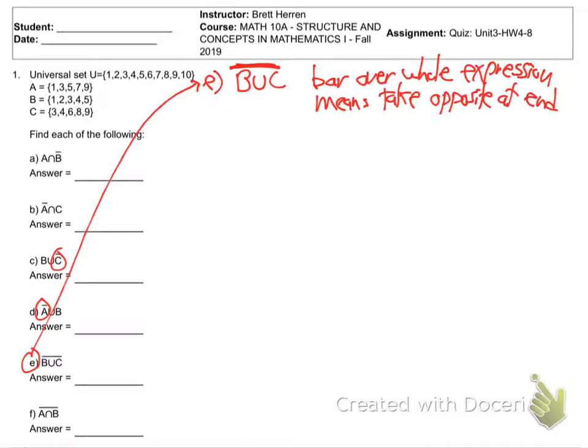Okay. So first off, I'm just going to find B union C. And then when I'm all done, I'll take the opposite. So what's B union C? Well, what's B? 1, 2, 3, 4, 5.